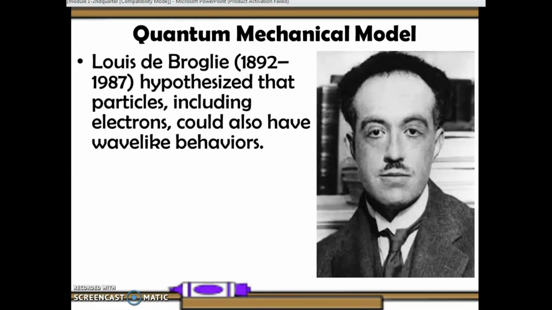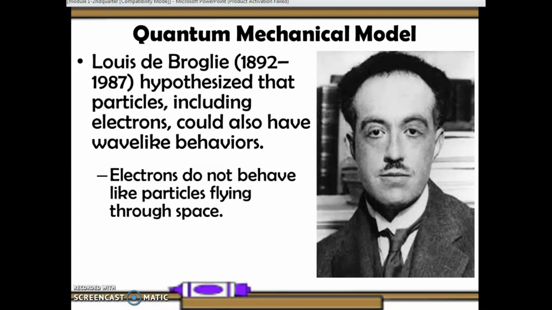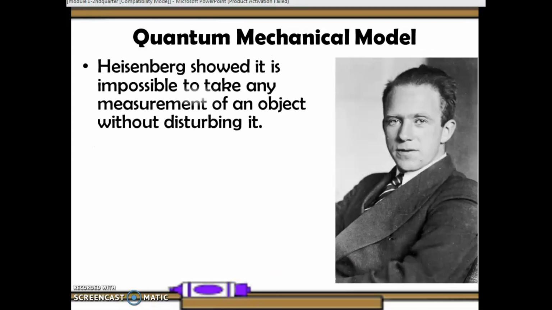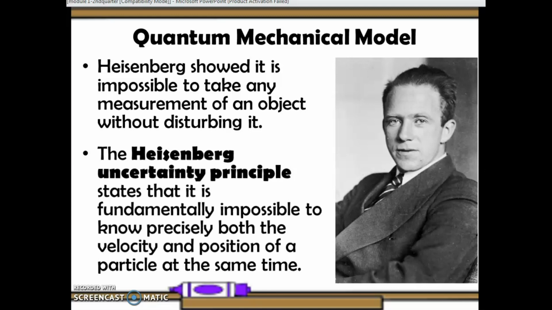Louis de Broglie hypothesized that particles including electrons could also have wave-like behaviors. Electrons do not behave like particles flying through space, meaning we cannot in general describe their exact paths. Heisenberg showed it is impossible to take any measurement of an object without disturbing it. The Heisenberg uncertainty principle states that it is fundamentally impossible to know precisely both the velocity and position of a particle at the same time.